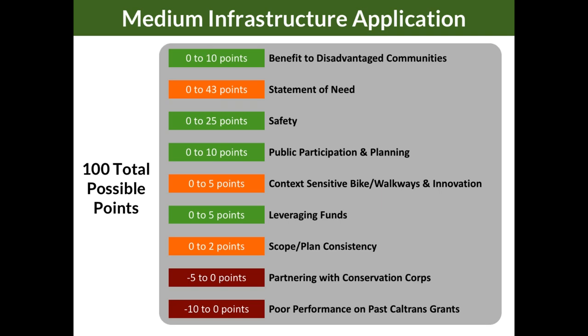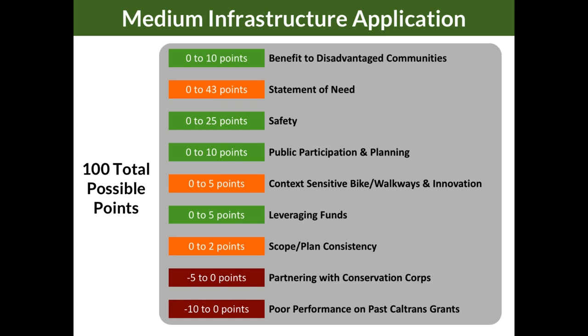Then there are really two main components to the statement of need that allow an applicant to narratively describe the community's need for the proposed project. Applicants are asked to describe the issue the project will address and how the project will benefit non-motorized users. And then applicants are asked to describe how the proposed project best addresses the need they just outlined.